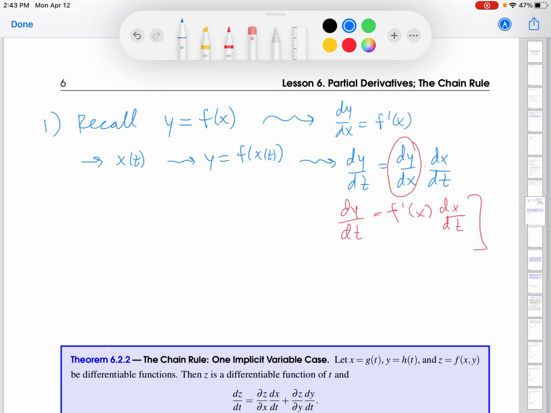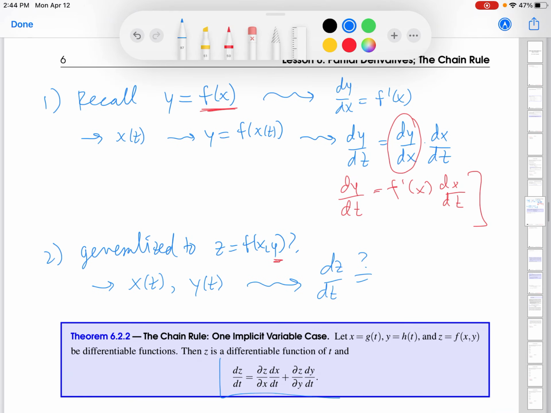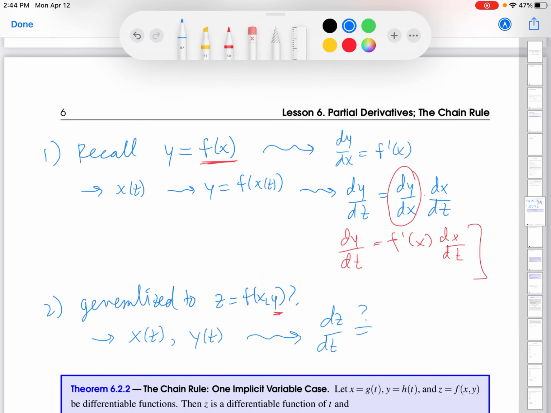So the question is, how do we then generalize to z equals f of x, y? Okay, so if I take my function and I add one more variable, and then I kind of do the same thing that I did over here. What if I now have x become a function of t and y also become a function of t? Then what is dz/dt? The answer is down here, but don't look there just yet. I won't tempt you. There we go. So how do I get dz/dt?